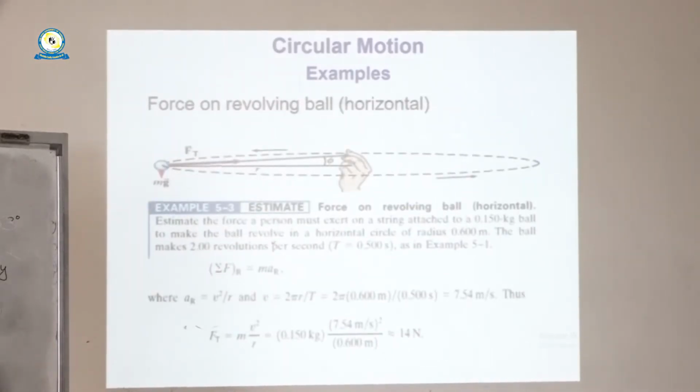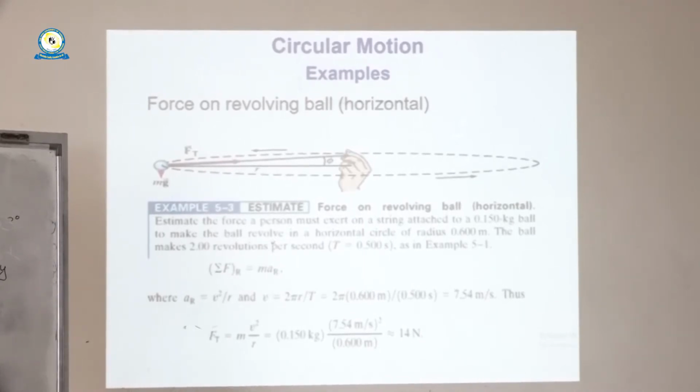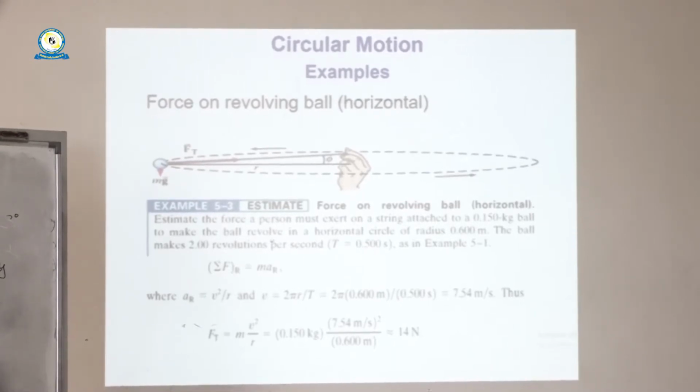Another example, force on a revolving ball. Estimate the force a person must exert on a string, which means a tension, attached to a 0.15 kilogram ball to make the ball revolve in a horizontal circle of radius 0.6. The ball makes 2 revolutions per second. It means T is equal to 0.5 seconds, as in the previous example.